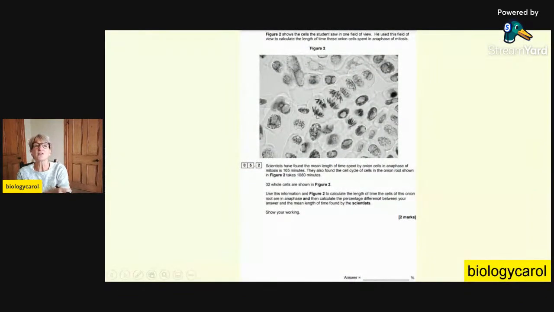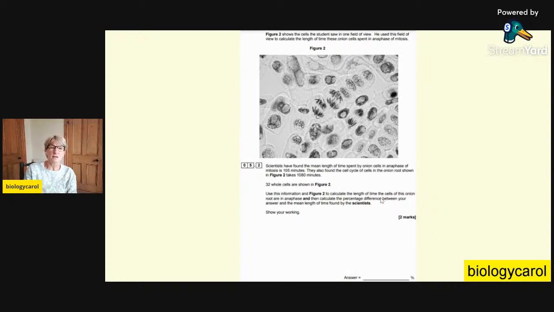Figure 2 shows the cells the student saw in one field of view. Now this is slightly weird because that field of view is rectangular. I've never seen a rectangular field of view when I've looked down a microscope. I've only ever seen a circular one. But anyway, we will ignore that for the moment. He used this field of view to calculate the length of time these onion cells spent in anaphase of mitosis.